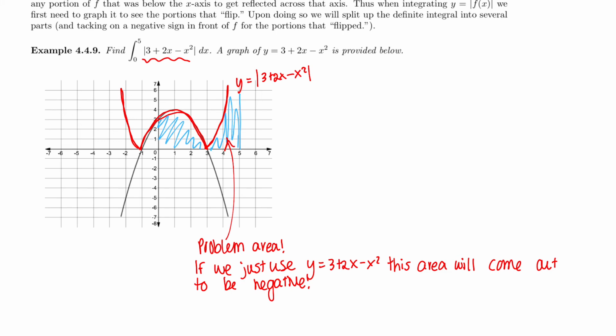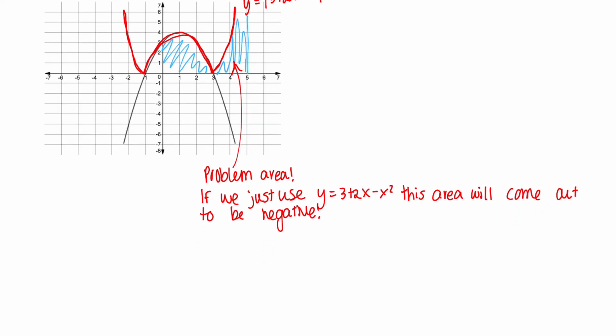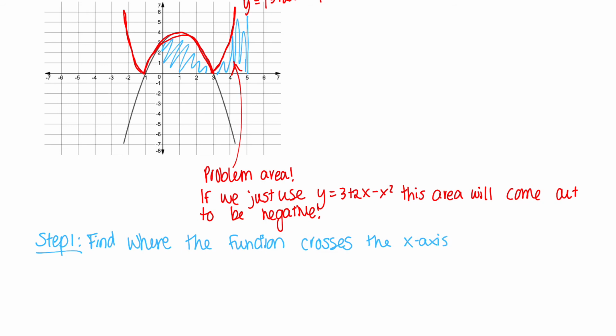So when you're doing absolute value, there's a step-by-step process instead. Your first step is you need to figure out where things are negative, where the function becomes negative. And really what that's doing is finding out where the function crosses the x-axis, because that's where it's going to switch signs.